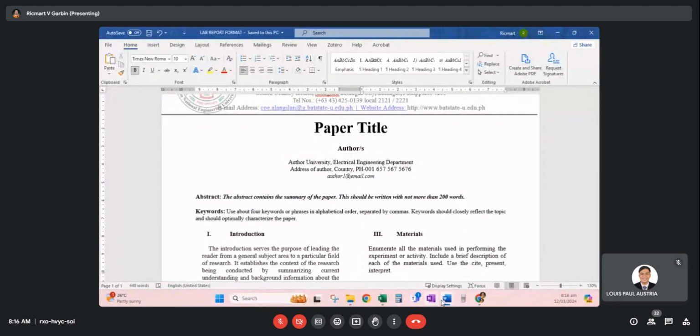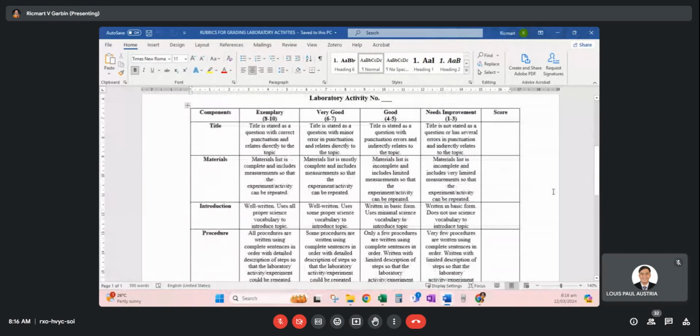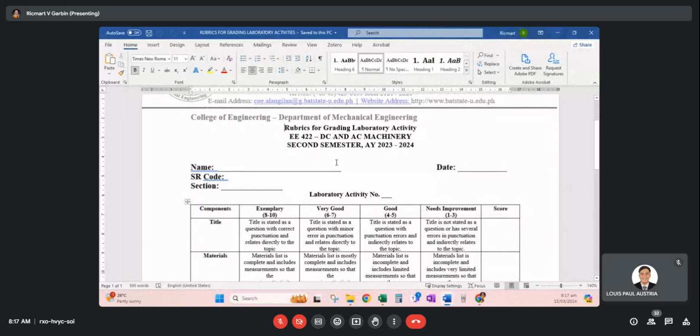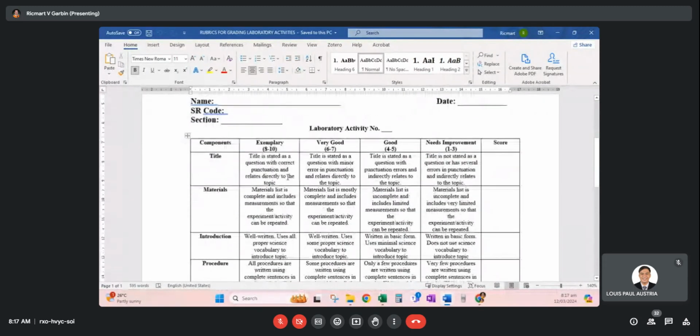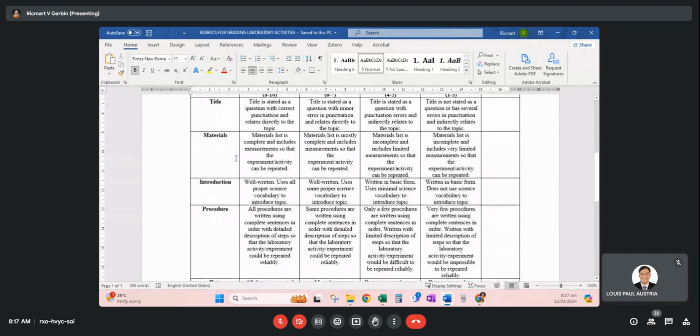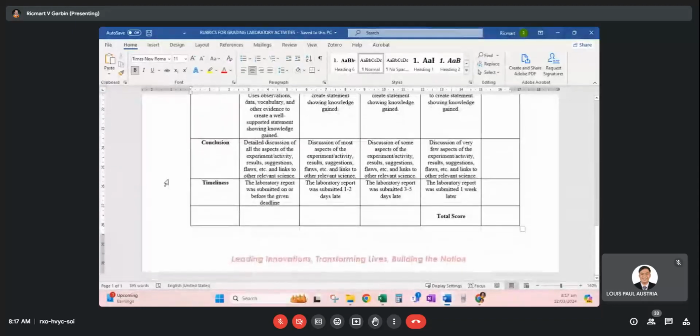Okay. So next is the rubrics for grading your laboratory activity. So for this laboratory, isang rubric lang ang i-attach nyo sa inyong activity. Kasi yun naman yung laboratory activity number 1.1 to 1.5 ata yun. So isang rubrics na lang yan. So ito yung mga components natin. So itong mamarkahan yung title, yung materials, introduction, procedure, data, results analysis, conclusion, of course, or timeliness ng pagsasabit ng inyong laboratory activity.